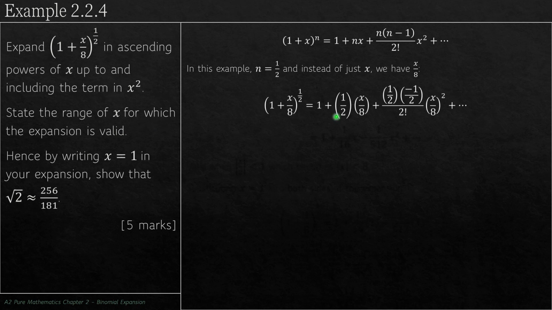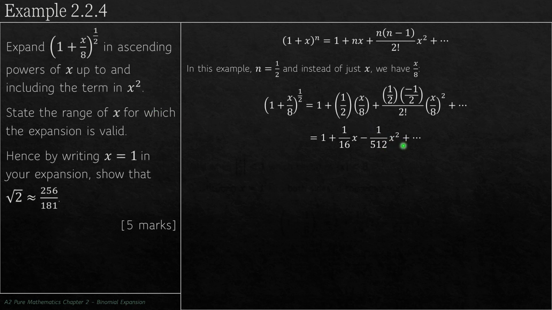So your answer should look something like that in terms of its working out. Notice I have brackets around all of these terms here. That squared is going to affect that 8, so that is x squared over 64. I'm going to bring the 64 into this to find the coefficient of x squared. So we end up with 1 plus 1 over 16x minus 1 over 512x squared.